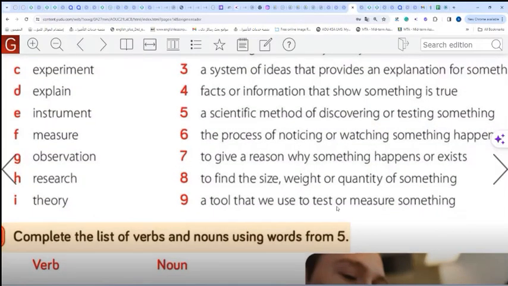What about number F, measure? I think to find a size, weight, or quantity of something. So this is to measure. Yes, right. To find the size, to measure the size, to find the weight, to measure the weight or quantity of something. Yes, you are right. Thank you so much, dear student. What about observation, number G?